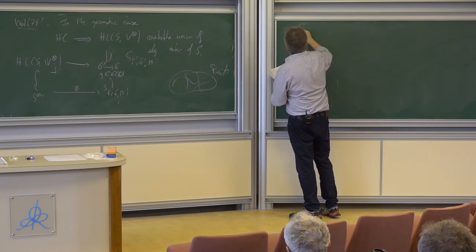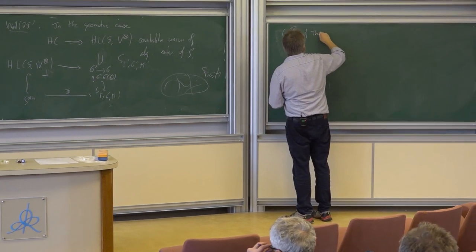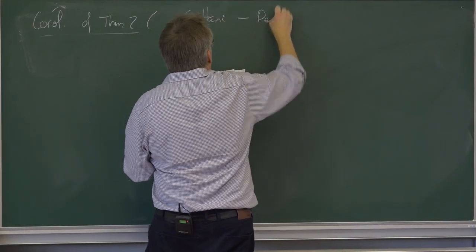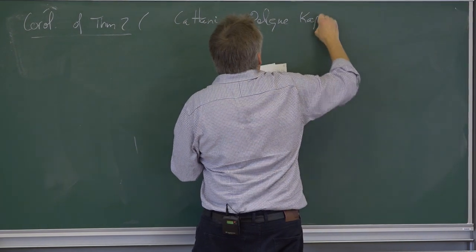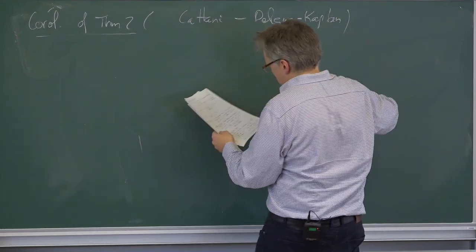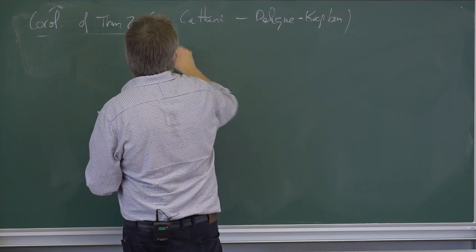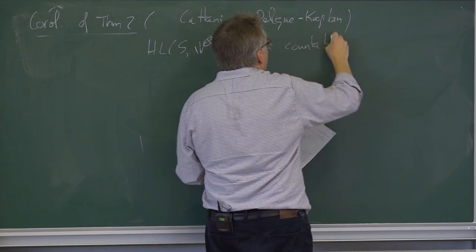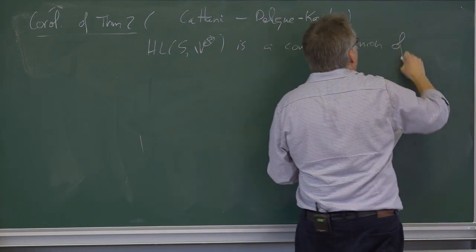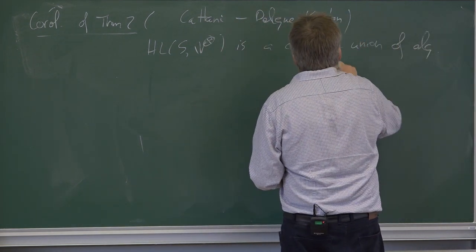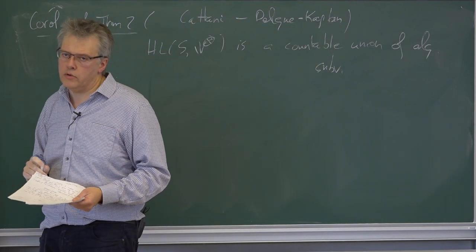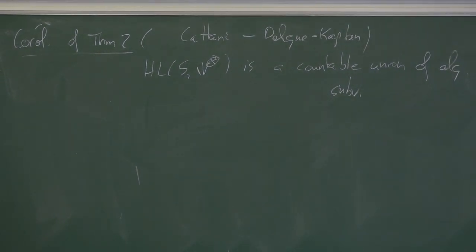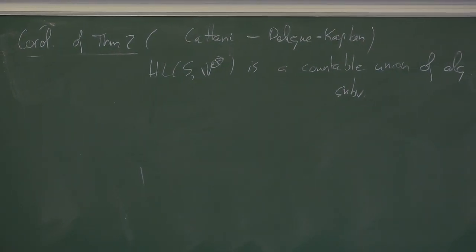So what you prove, as a corollary of Theorem 2, is that you reprove a famous theorem of Cattani-Deligne-Kaplan, with a bit fewer computations than in their paper, namely that the Hodge locus HL of S is a countable union of algebraic subvarieties, without any assumption on the geometricity of the variation of Hodge structure. Everything is polarizable.